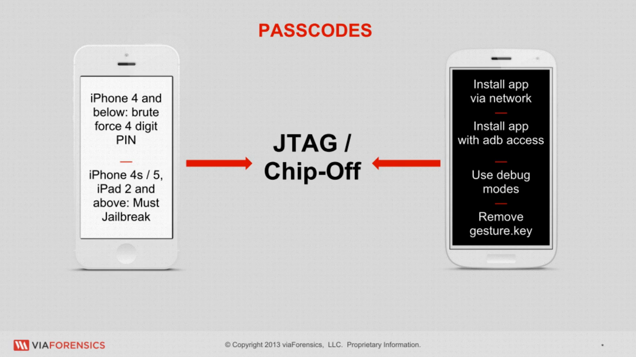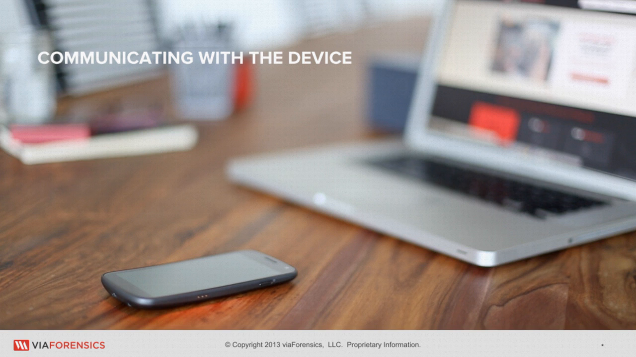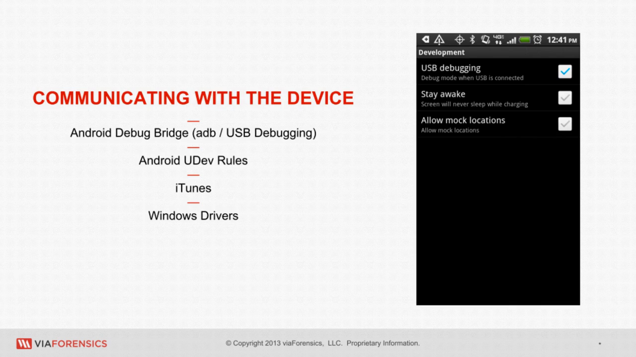A lot of software today will do that for you. Whereas iPhone 4S, 5, and iPad 2, you have to jailbreak the phone, which obviously makes significant changes to that device. Let's talk a little bit about communicating with the device, which is one of the issues as well.